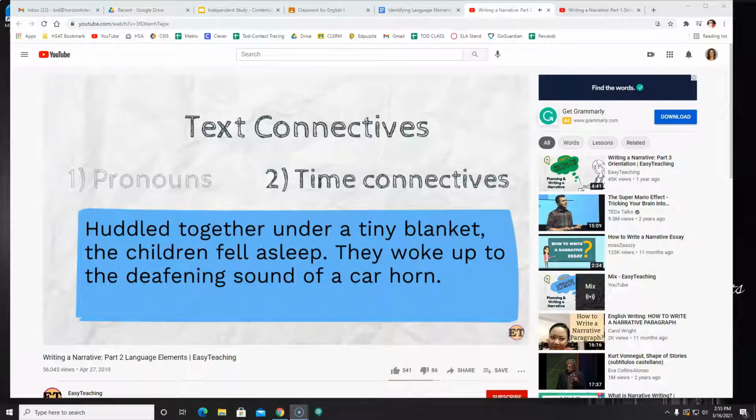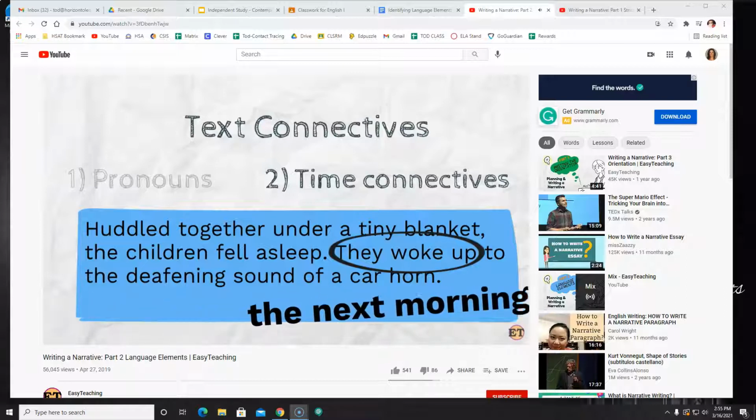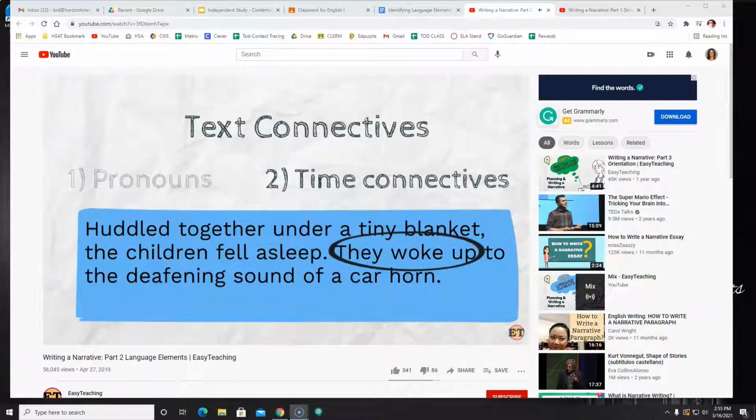It sounds a little disjointed and is hard to follow. When did they wake up? It sounds like some time probably passed. So we can use a time connective to clarify how much time passed. Did they wake up soon after? Or the next morning? Or hours later?